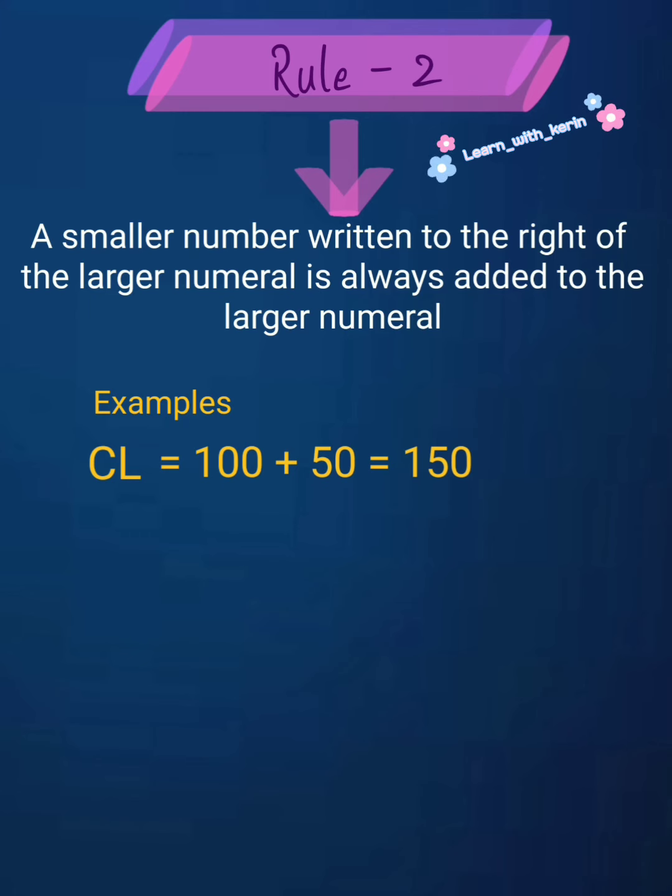Let us consider one more example, children. DX. D is equal to 500. X is equal to 10. 500 plus 10 is equal to 510.